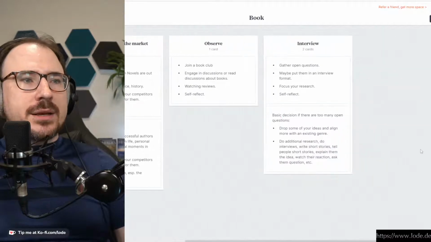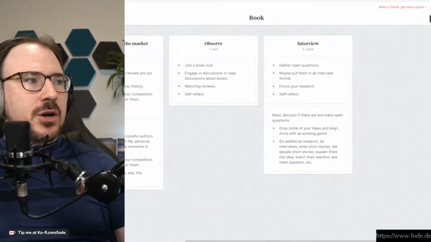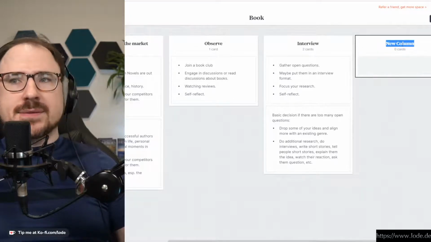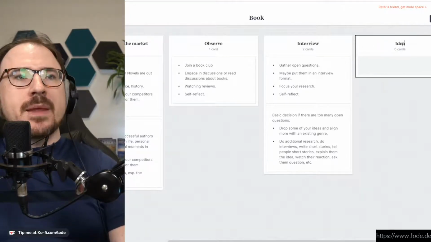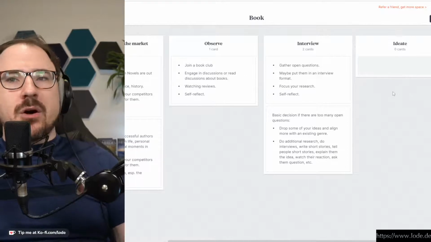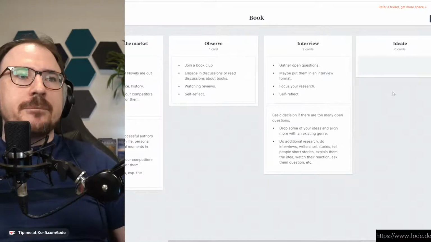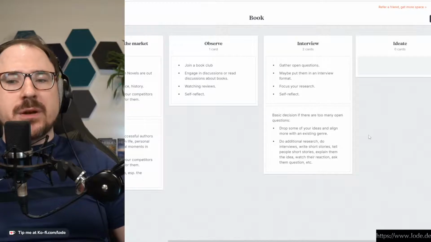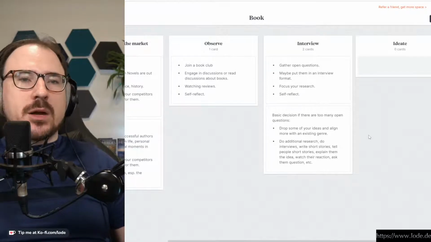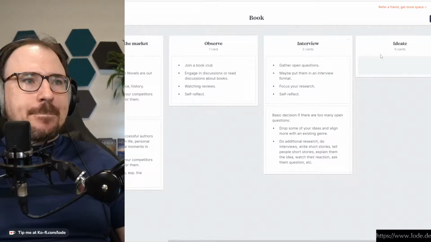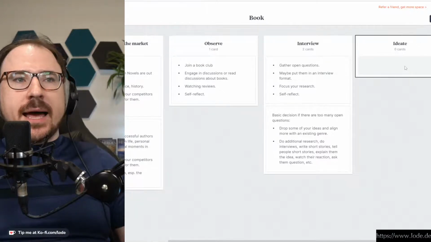Okay, and that goes a little bit over into the next one, and that is called, so I'm here again. I call this one design thinking, but it is a little bit adapted to book writing, because the process is a little bit different, because we are not really creating something completely new. Okay. Here, the next one is ideate.